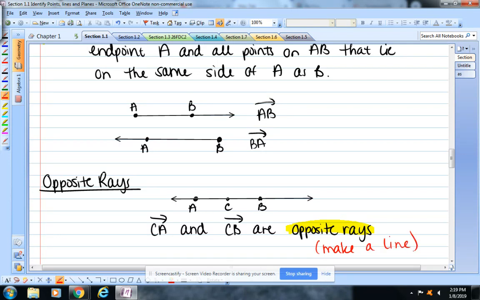So 2 opposite rays will make a line. They're 180 degrees going in both directions. It's going to be straight forever. Same endpoint. So they're starting at point C, going on forever. They're making a line. Okay?